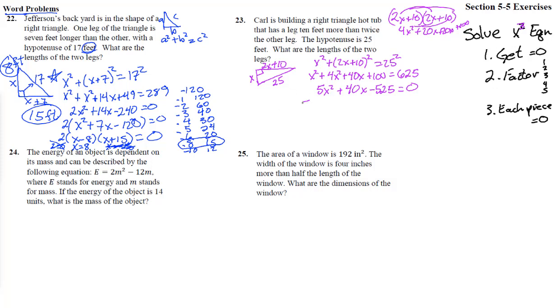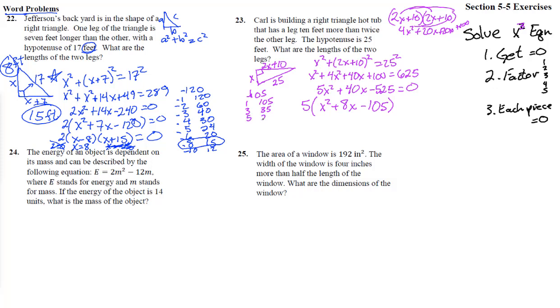So factor a 5 out, and we're left with x squared plus 8x minus 105. Is that true? 525 divided by 5? Yeah, it's 105. What's left is a trinomial with leading coefficient 1. So we've got a times to a negative 105 and add to positive 8. So 1 and 105. 3 and 35. Looks like that works.